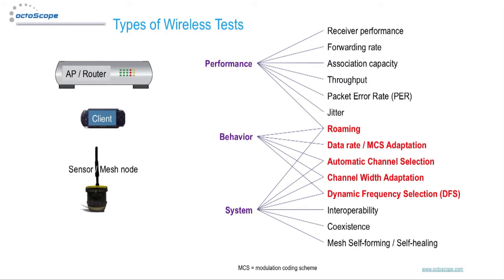Behavioral tests verify the implementation of mobility and adaptation functions crucial to realizing optimal performance. Focus tests like data rate adaptation, channel adaptation, and roaming can help shine a light on the causes of poor throughput and packet error rate performance. System tests validate the behavioral, interoperability, and coexistence protocols that must work properly to achieve reliable wireless performance and happy users.